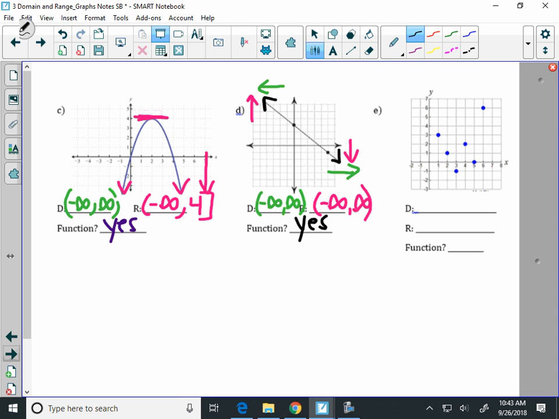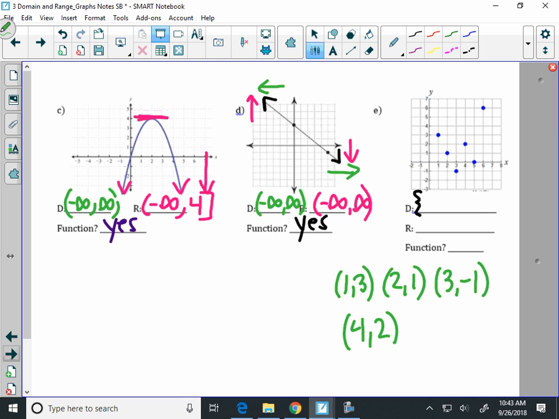All right, the last one here. This is not a continuous function, so this is where you're going to put the squiggly brackets. All right, so our domain is all the x values of those points. So if you need to, list out the ordered pairs. (1, 3), (2, 1), (3, -1), (4, 2), (5, 0), and (6, 6). Once you list those ordered pairs, you are just going to be looking for the x values of those ordered pairs. That's going to go after the bar in your set notation.